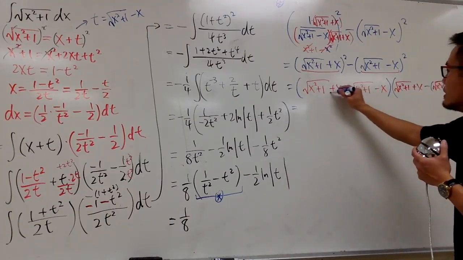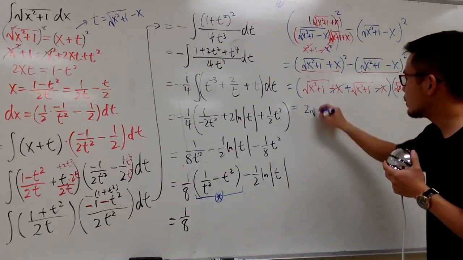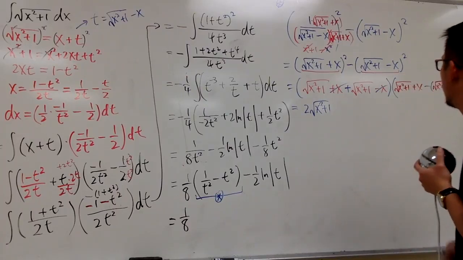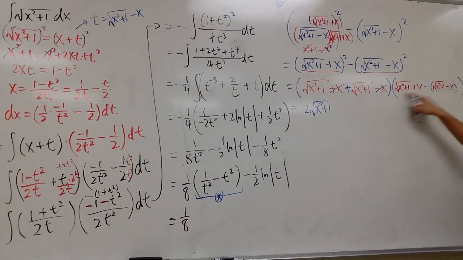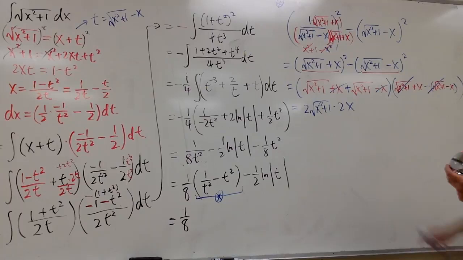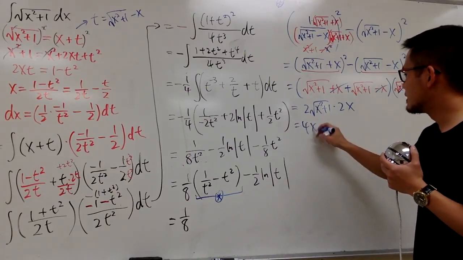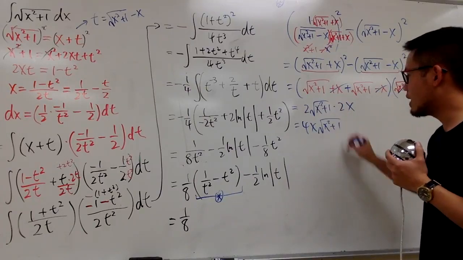The first one, of course, the x and x cancel. We have this and that, two of them, so we have 2 square root of x squared plus 1. Second one, you see that this and that, this is a subtraction, so this and that will cancel out. And at the end, this is plus x minus negative x, so it's the same as x plus x. That means we have 2x. So we multiply by 2x, right? So all in all, you pretty much have 4x square root of x squared plus 1.